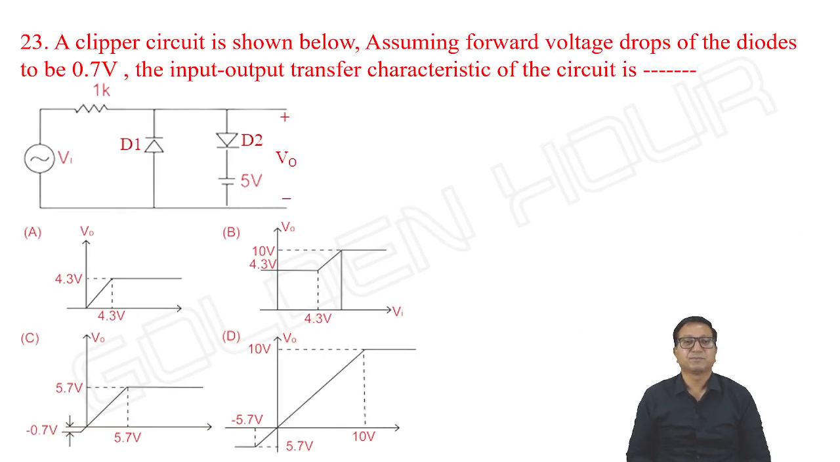Next, see this question. A clipper circuit is shown below. Assuming forward voltage drops of the diodes to be 0.7 volts, the input-output transfer characteristic of the circuit is. Okay, how do we do this? Of course, a similar one I have drawn already, right?